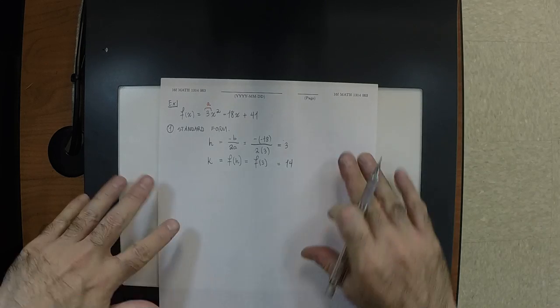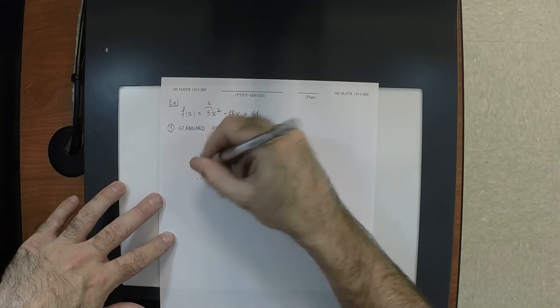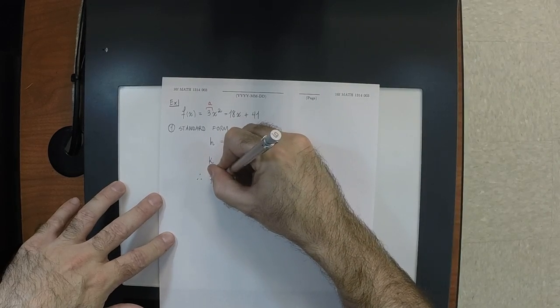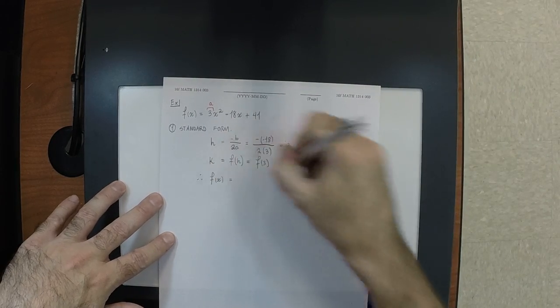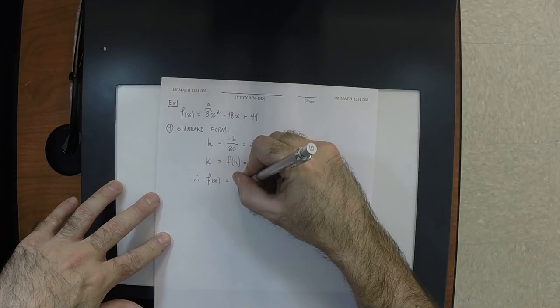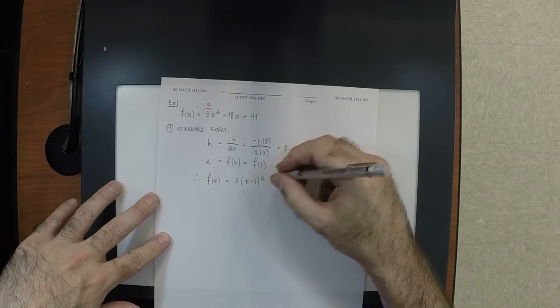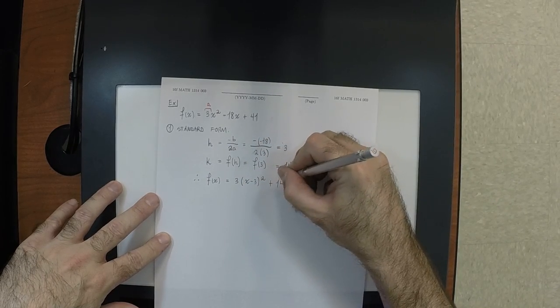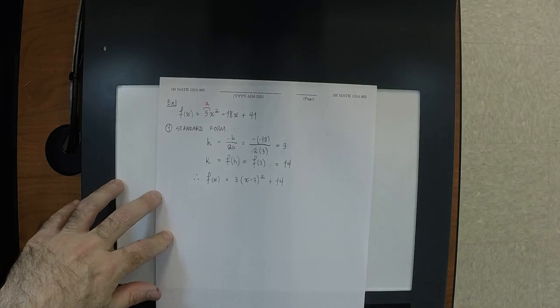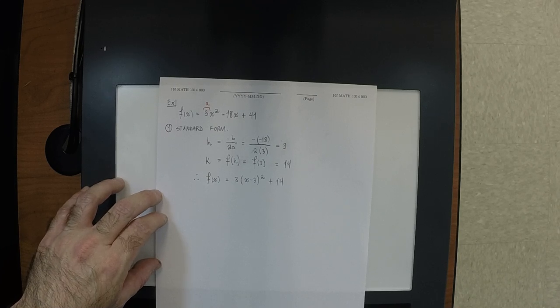Okay, so then that means that we have now established that this can be written as f of x is, what in standard form? 3 times x minus 3, yes, squared. Square that, yes. Plus 14. So now we've put it in standard form. Isn't this better than completing the square? Yes. Yeah, it's preferable.